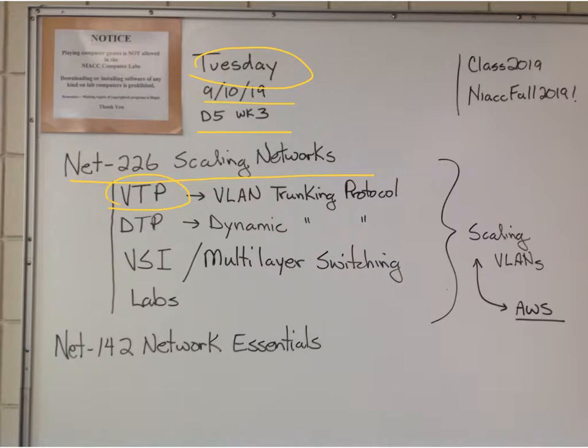So one way to scale is VLAN Trunking Protocol. We allow VLANs to share VLAN information by sending advertisements between trunks to other devices, which we'll look at a little bit. With Dynamic Trunking Protocol, we're able to set up devices so that when you connect them, you can set up ports so that they automatically trunk or not trunk.